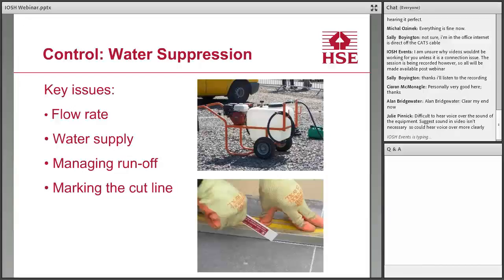The last thing is marking the cut line. It's an excuse that I used to hear: well, I always mark with chalk, and I use water suppression and I can't see the chalk cut. On the bottom there is an example of a paving marker, which is semi-permanent, and you can see it through the water. So there are devices available that you can use.